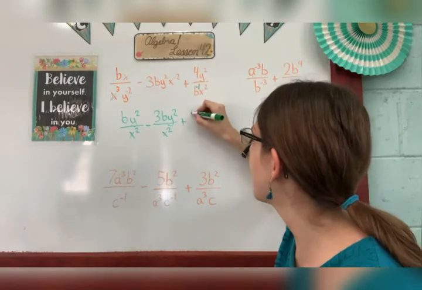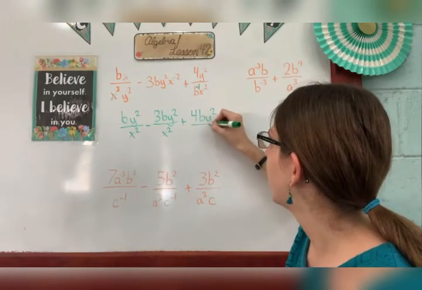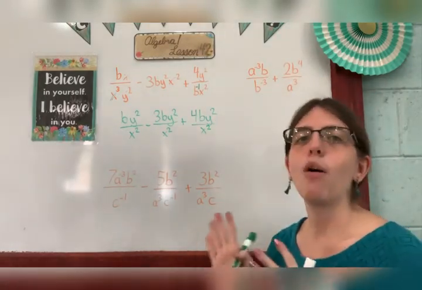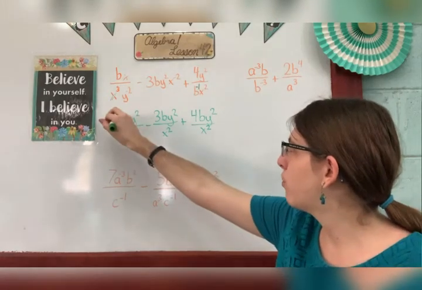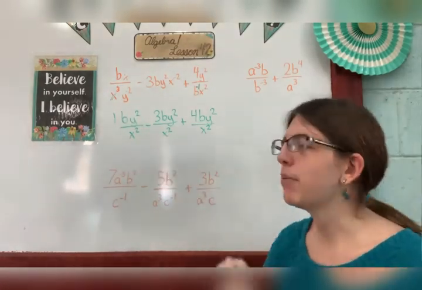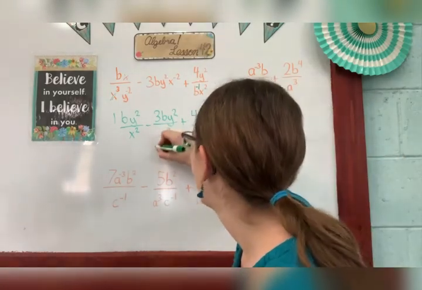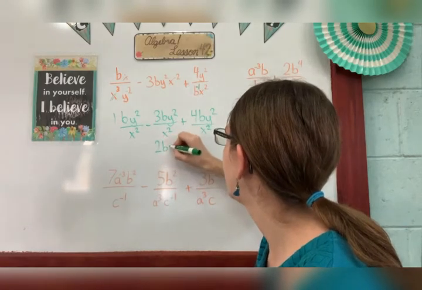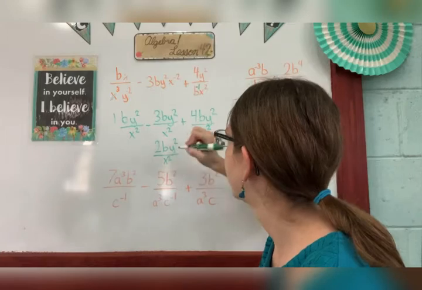So I want to move my b up top so it's positive, y squared, and then x squared on the bottom. Now all three of them are like terms. This has a coefficient of 1. 1 minus 3, we already know, is -2, plus 4. -2 plus 4 would be a positive 2. So I have 2by squared over x squared.